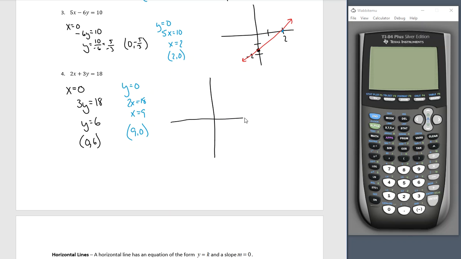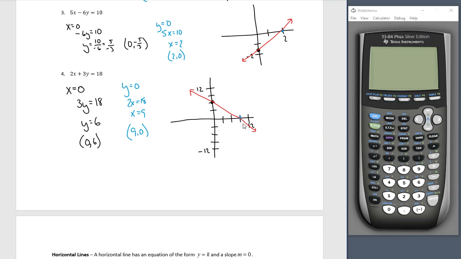Create our coordinate system. Let's go by 3s. 3, 6, 9, 12. 3, 6, 9, 12. And (0, 6). (9, 0). Once we have the intercepts, all we need is 2 points to determine the graph of a straight line. Of course, nothing about that line is straight, but we're going to accept it anyway.